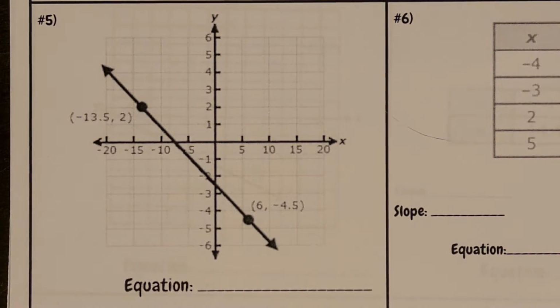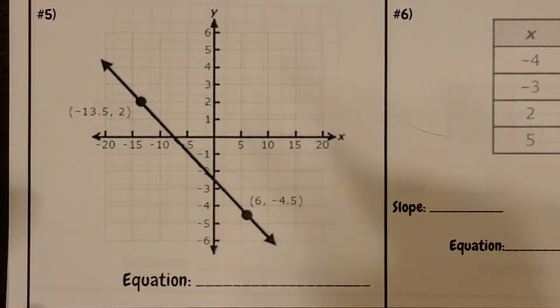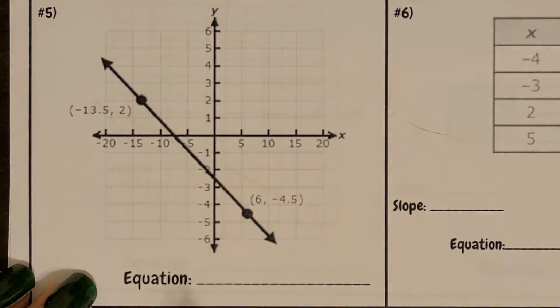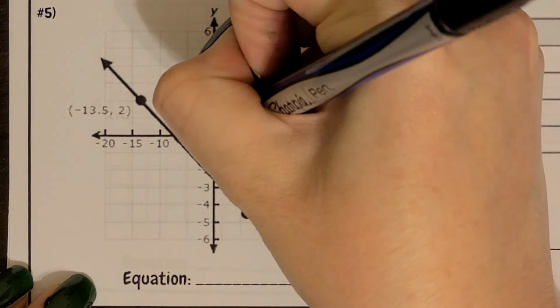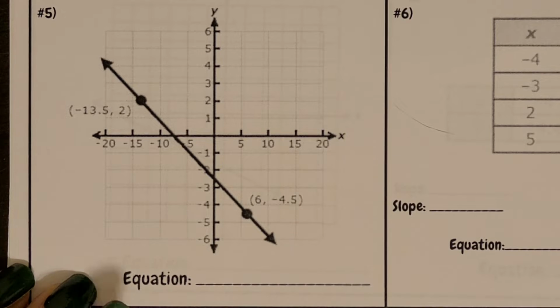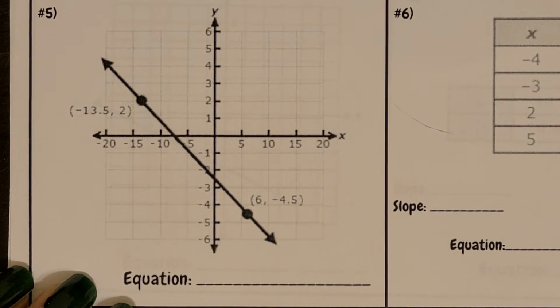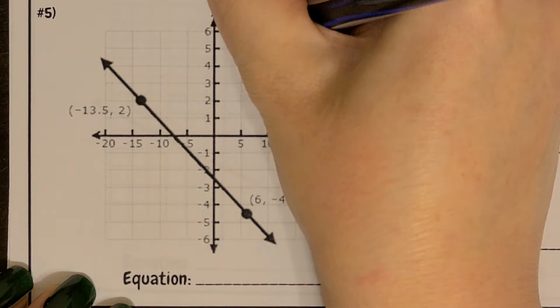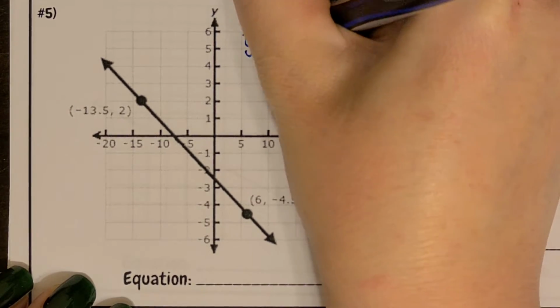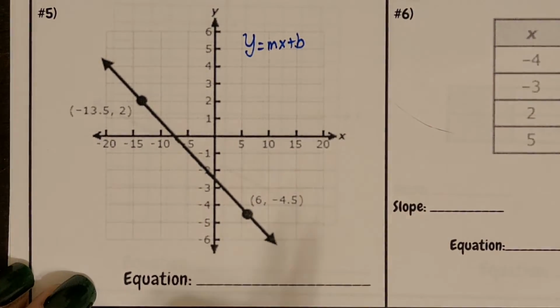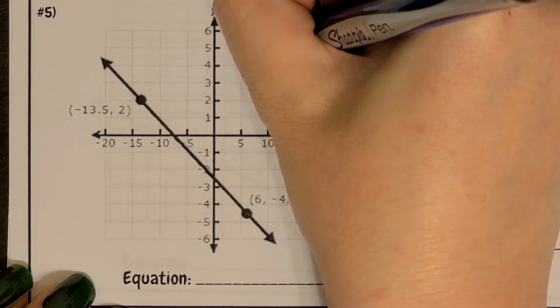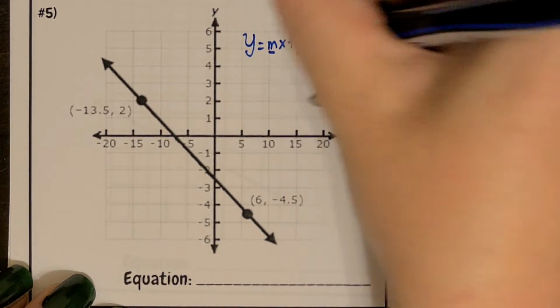All right, number 5 gives you this graph and says you need to write an equation, okay? Remember, when you write an equation, this one's not going through the origin, so it's non-proportional, meaning it's going to have a y-intercept. So we're writing an equation in the form of y equals mx plus b, okay? So you need to solve for your slope, your m, and for your y-intercept, your b.